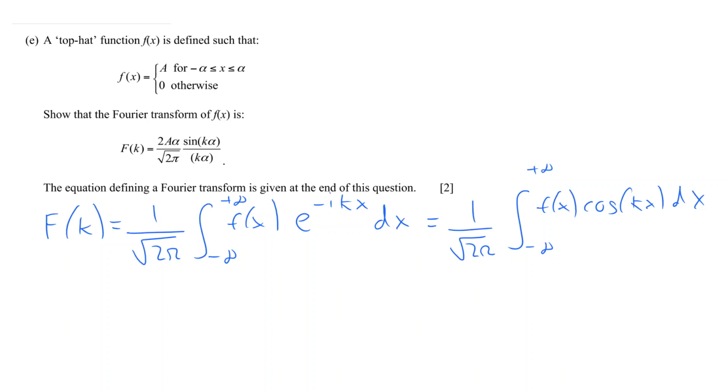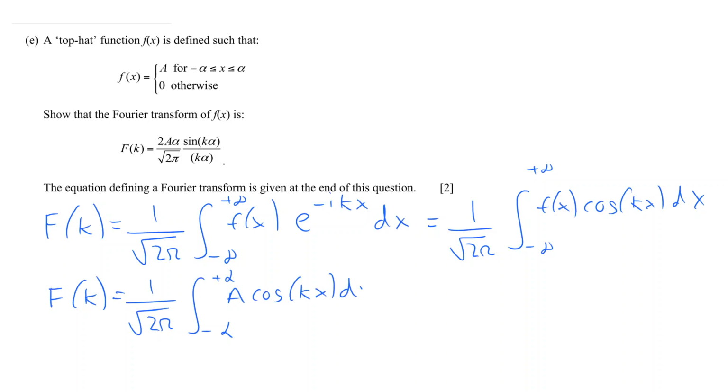Now we need to put the function in, and we notice that it's an unusual function in the fact that it cuts off below minus α and above plus α. But as we've seen in the lectures, we can deal with this by changing the limits of the integral. So we can write that f(k) is equal to 1 divided by the square root of 2π, and then the function is only non-zero between minus α and plus α, and there it has a value of a, and then we have cos kx dx.